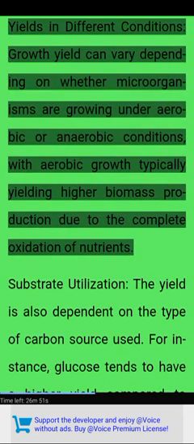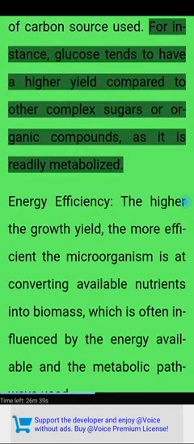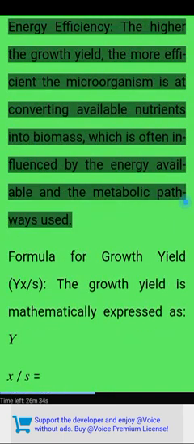Yields in different conditions. Growth yield can vary depending on whether microorganisms are grown under aerobic or anaerobic conditions, with aerobic growth typically yielding higher biomass production due to the complete oxidation of nutrients. Substrate utilization. The yield is also dependent on the type of carbon source used. For instance, glucose tends to have a higher yield compared to other complex sugars or organic compounds, as it is readily metabolized.